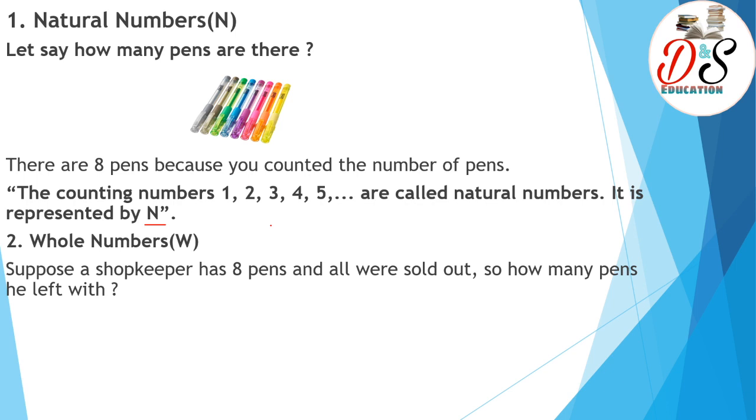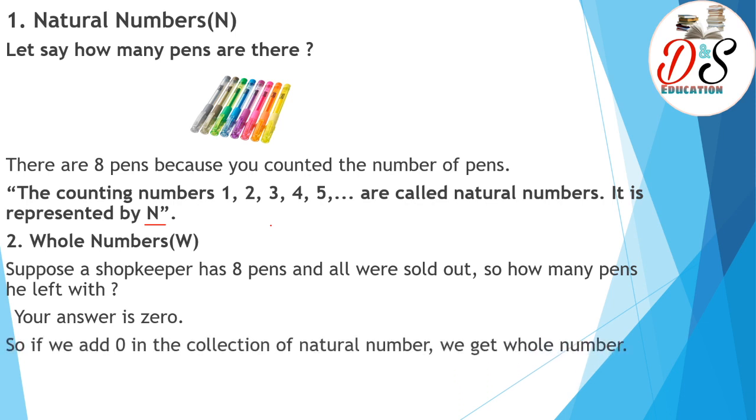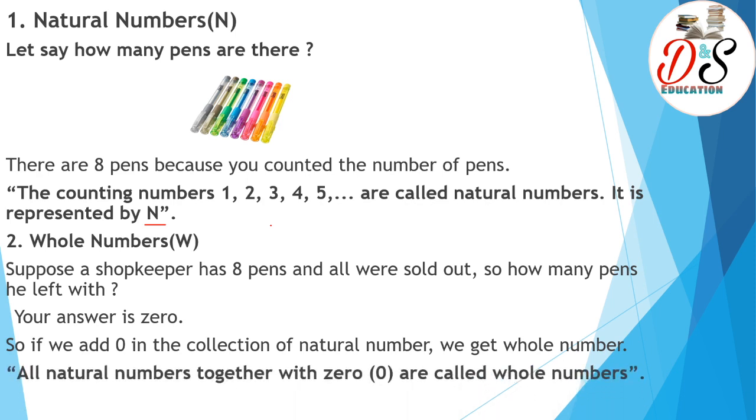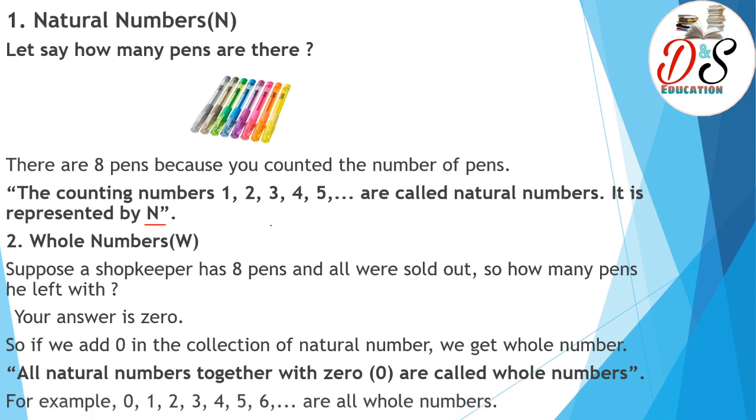Now next we have whole numbers. Suppose a shopkeeper has 8 pens and all were sold out. So how many pens is he left with? Your answer is 0. So when we add 0 to the collection of natural numbers, we get whole numbers. In definition, all natural numbers together with 0 are called whole numbers. Now we can see here 0, 1, 2, 3, 4, 5, 6 and so on are all whole numbers.